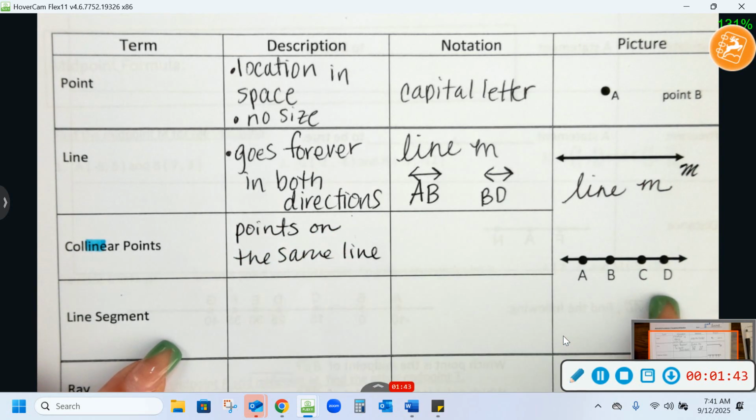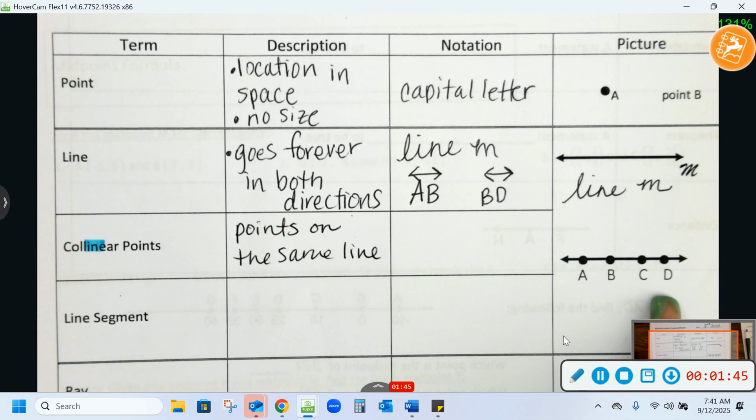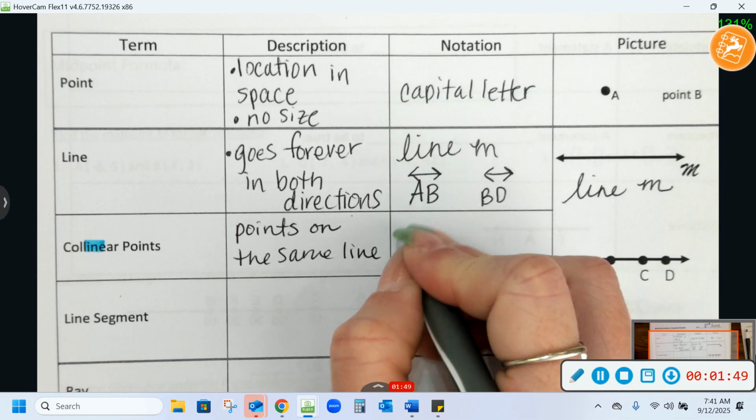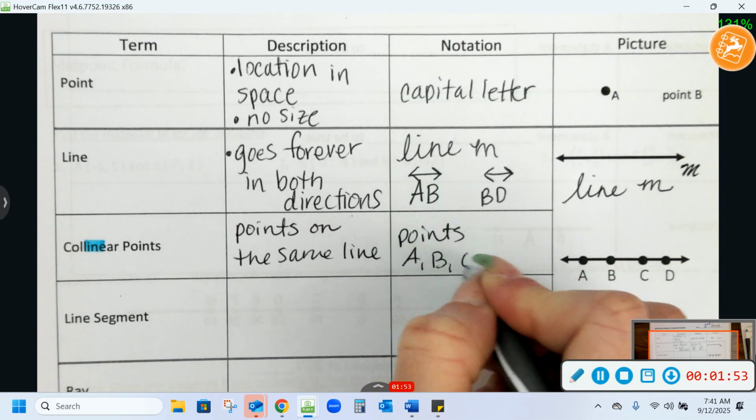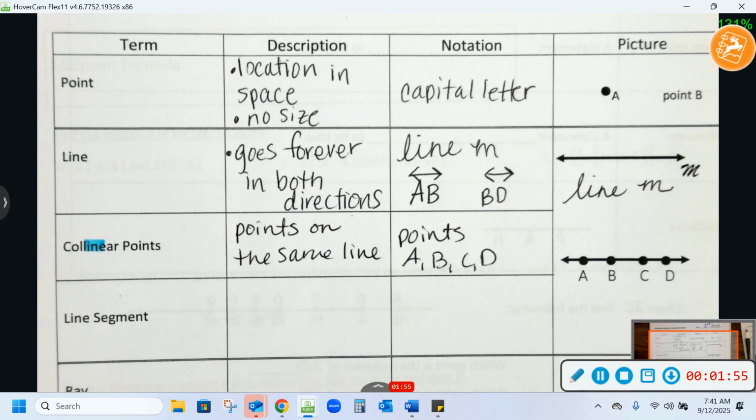So if I'm looking at this line over here, all of these points are collinear. All of them. They're all on the same line. So I could say points A, B, C, D. They're all on the same line.